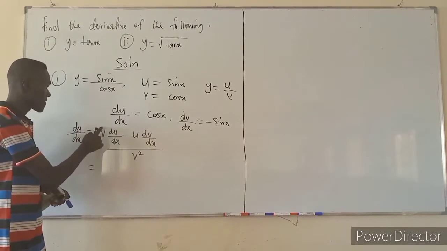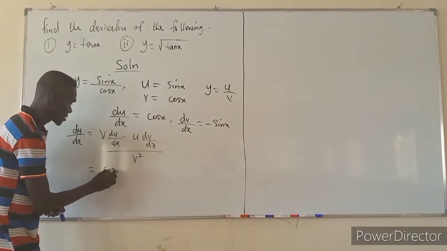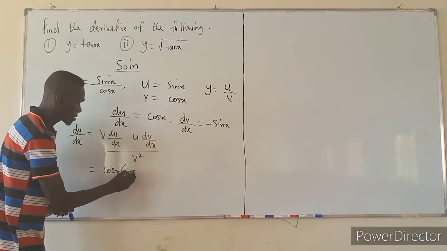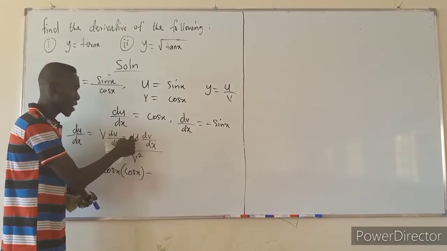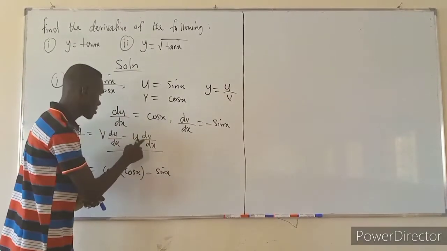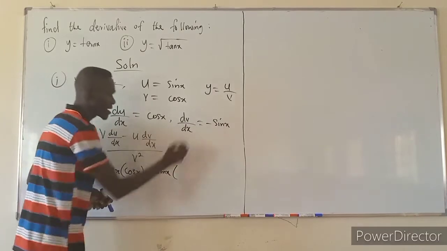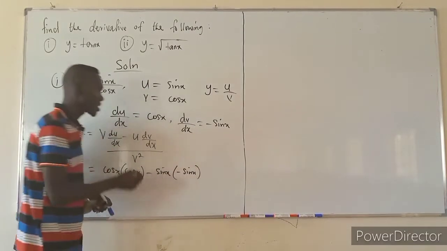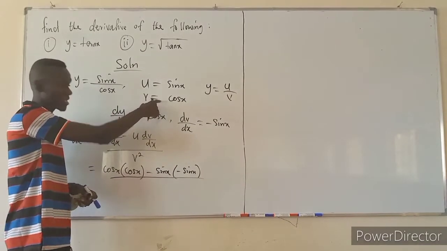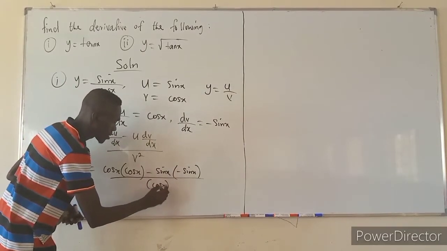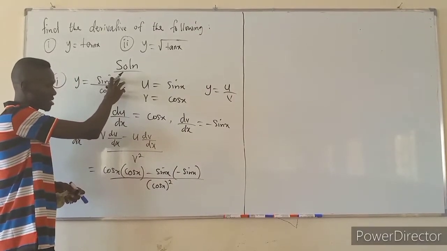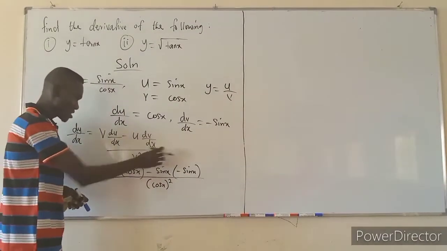So everything is going to be v, which is cos x, multiplied by du dx. Our du dx is still cos x. Then minus our u, which is sin x, multiplied by dv dx, which is minus sin x, then everything divided by v squared. Recall that our v is cos x, so I'm having open bracket cos x, all squared. So we've substituted the whole thing into the formula. The remaining thing now is just to simplify this down.